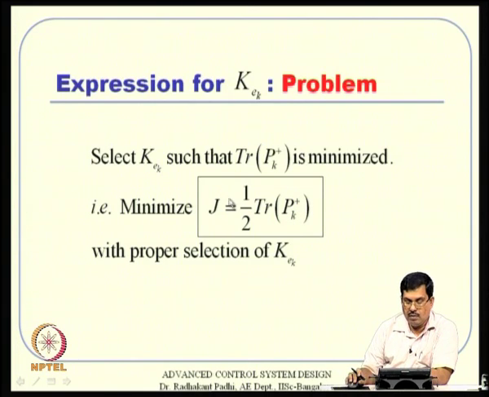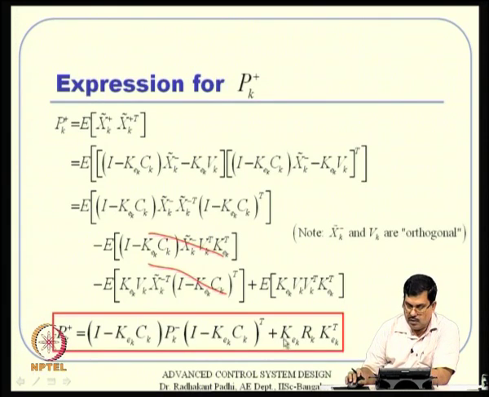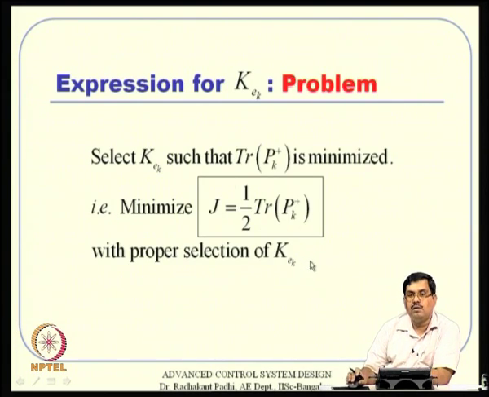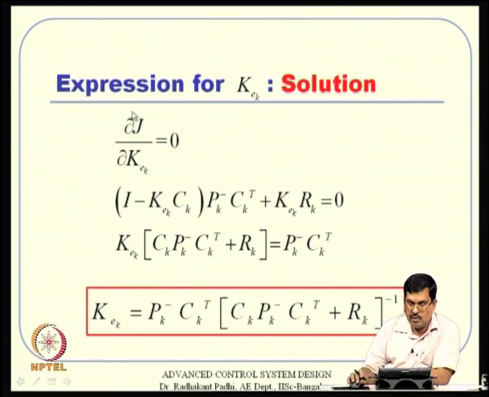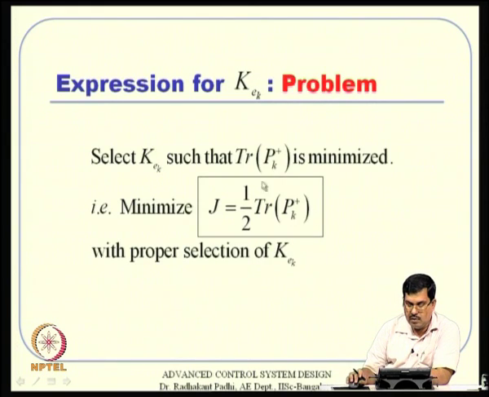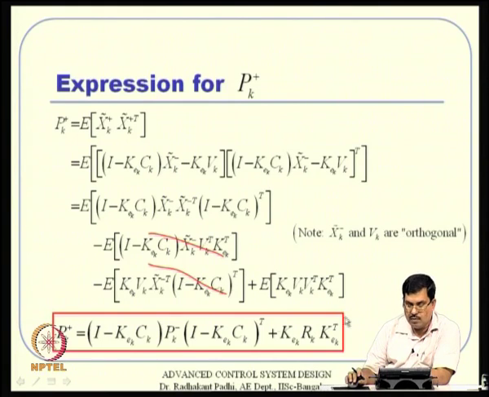So I want to minimize this expression, half of trace of Pk plus. Whatever solution I get is Kk, basically. So how do I do that? If I really want to minimize this J, remember this J happens to be a function of Kk. Pk plus has a Kk expression in it. So I consider this as a function of Kk and try to minimize that. The necessary condition turns out to be like that, where Pk plus is this expression.